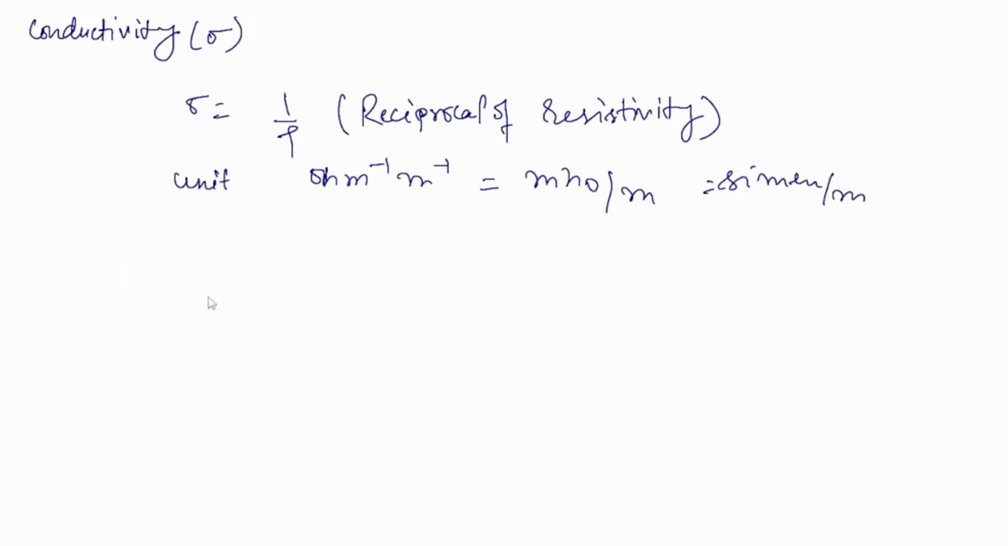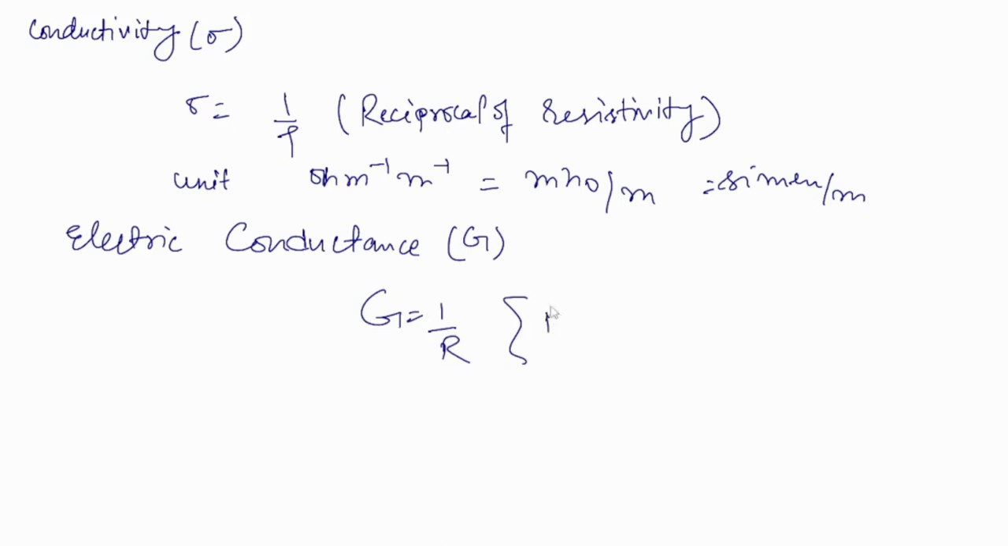This is conductivity. Now the next term is conductance, electrical conductance. This term is denoted by G. Electrical conductance is basically the reciprocal of resistance. ठीक है, the unit will be siemens or mho, or you can say ohm inverse.